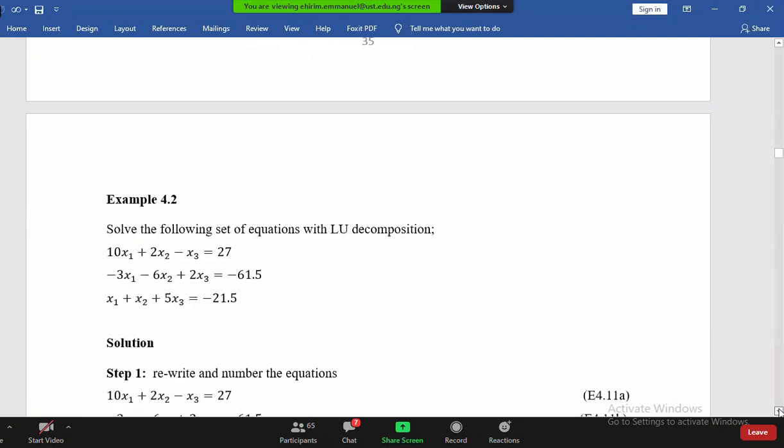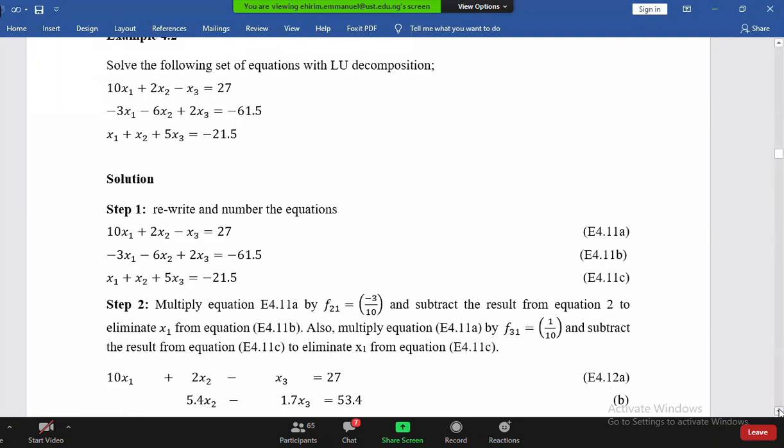Look at the equation which we resolved before. All right, we just want to show this example. That is the equation which we resolved before. All right, 10x1 plus 2x2 minus x3 equals 27, minus 3x1 minus 6x2 plus 2x3 equals minus 61.5, x1 plus x2 plus 5x3 equals minus 21.5. We want to use LU to do it.